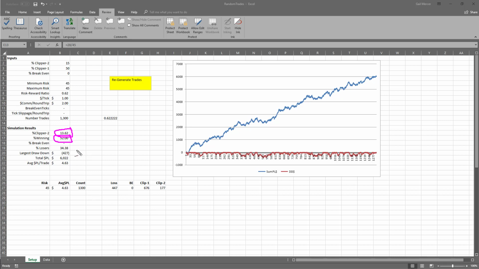Now, in this case, you had 34.38% losers. Overall, that means you had 447 losses, 676 where you were able to capture a 1:0.62 risk to reward ratio, and then you had 177 trades that captured a 1:1.24 risk to reward ratio.